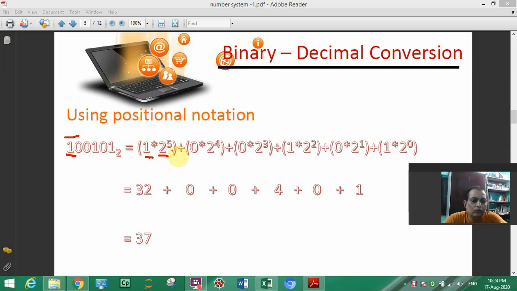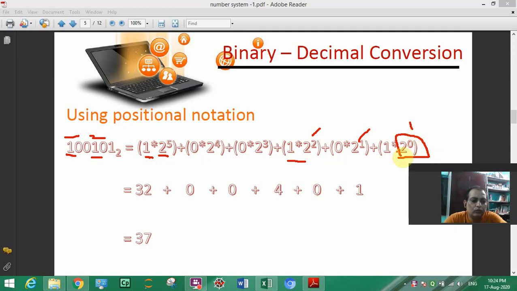So 1 into 2 to the power 5. Similarly, the second digit 0, so 0 into 2 to the power 4. Here again 0, 0 into 2 to the power 3. Now this 1, so 0, 1, 2. This middle one has index 2. So 1 into 2 to the power 2, and again 0, so 0 into 2 to the power 1, and at last 1 is there, so 1 into 2 to the power 0. Any number with power 0 becomes 1, that you know already.